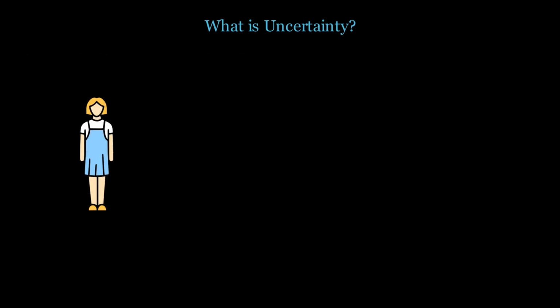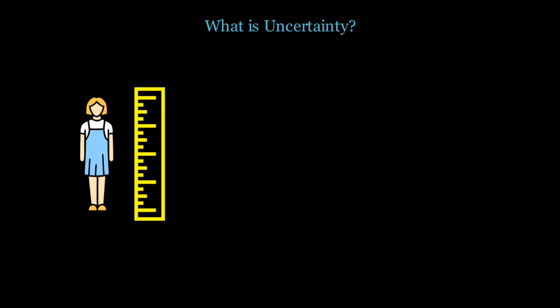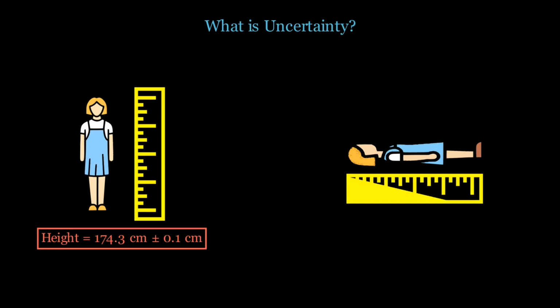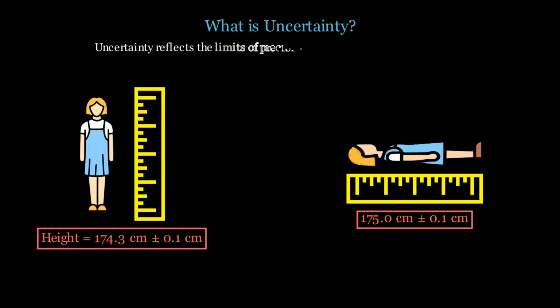Similarly, you can think of something as simple as measuring your own height with a metal scale. While standing against a wall, your height might read something like 174.3 with an uncertainty of plus minus 0.1 centimeters, which is the least count of the scale. But if you lie flat and try again, you might get something more like 175 centimeters or so, as your spine is no longer compressed due to gravity. So you see, this variation isn't due to some sort of mistake, rather it reflects the natural uncertainty in the measurement.